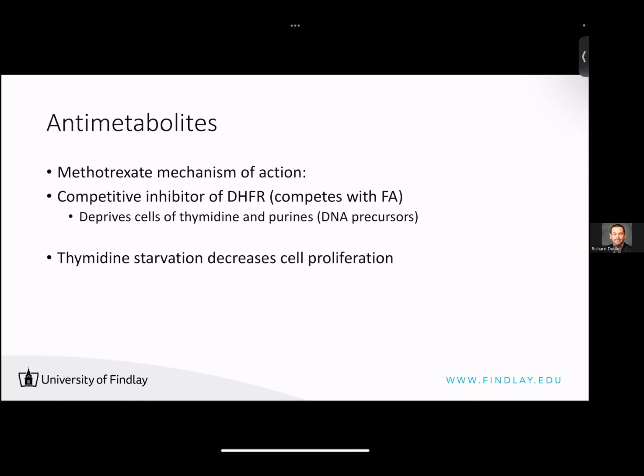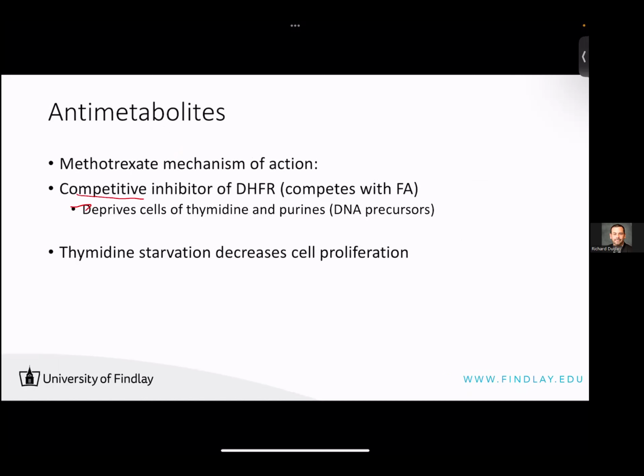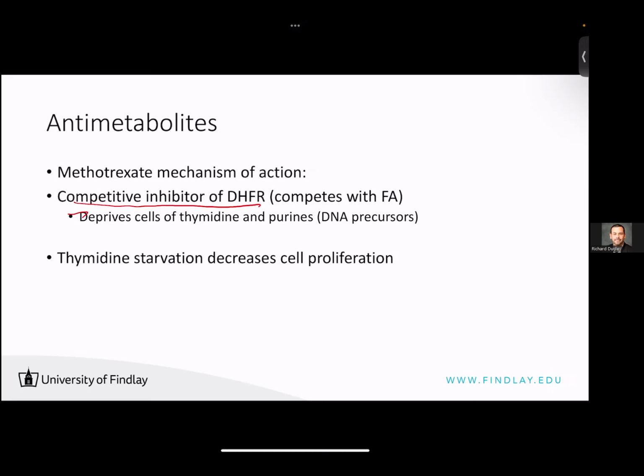So mechanistically, antifolate drugs like methotrexate are competitive inhibitors of dihydrofolate reductase. They will compete with folic acid. And when they win out, which they will in a concentration-dependent manner, they will deprive the cells of, importantly, thymidine and ultimately purines down the road as well. Thymidine starvation suppresses cell proliferation, and this is really what we're trying to get at with regard to treating cancers.